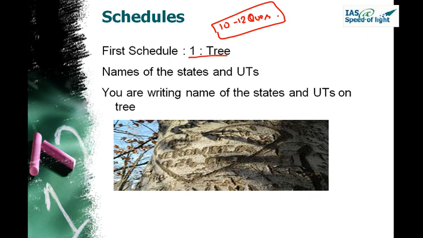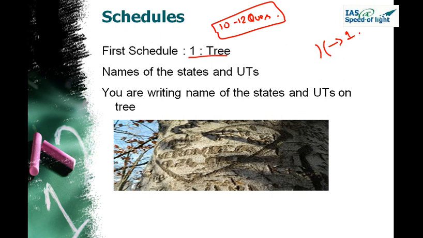We are writing the name of the states and union territories on the TWE. So tree we have, tree is our picture for 1. And now you have to see, you went with the pen and then you went to the tree and you were writing the name of the states, all names of the states, to remember them on a tree, states and union territories. So schedule 1 actually deals with the names and the extent of the territories of the states and the union territories of the Union of India.